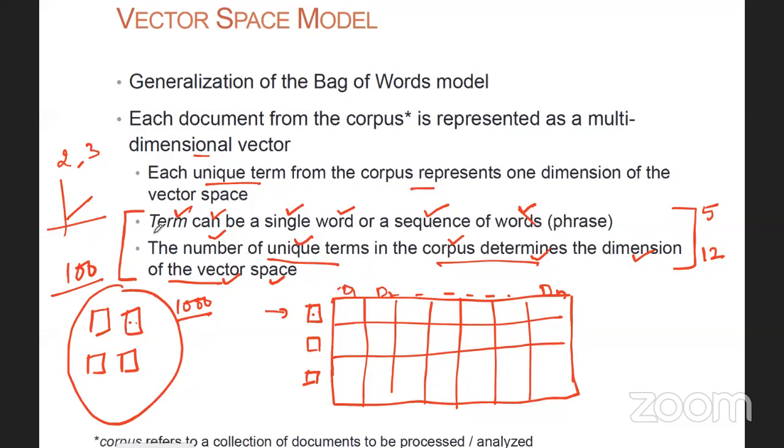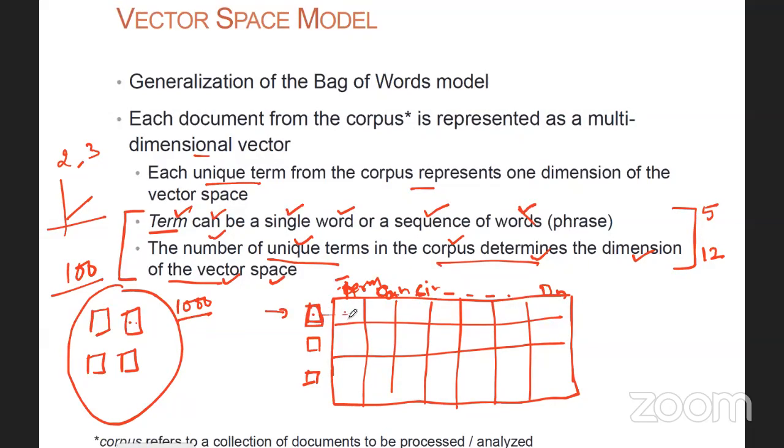Simply, I'll mention the unique terms here. The first unit term is "term". This is the first one. Then "can" is the second one. Third one is "single". Fourth one is "word". So like that, each unique term in the corpus would act as a dimension in the vector space. And then I'll take each review.